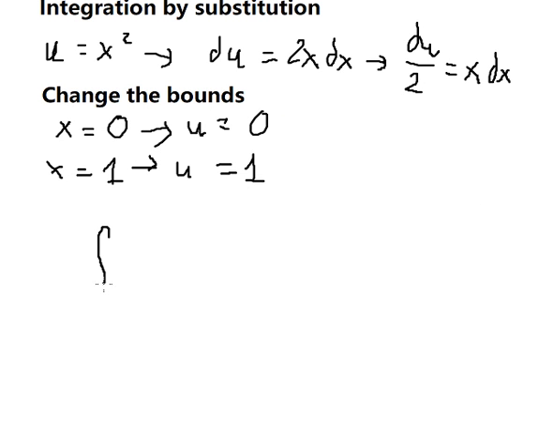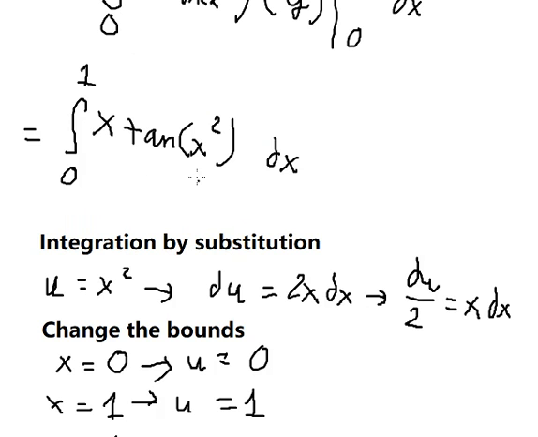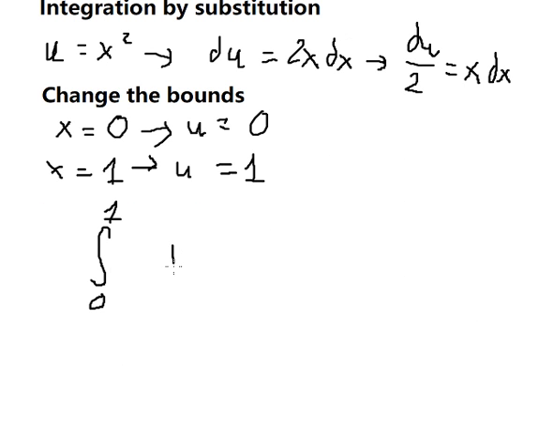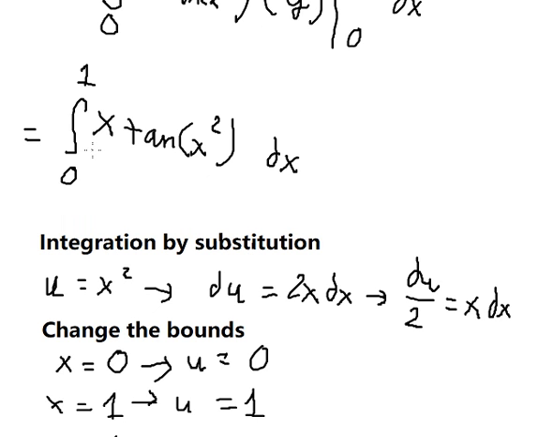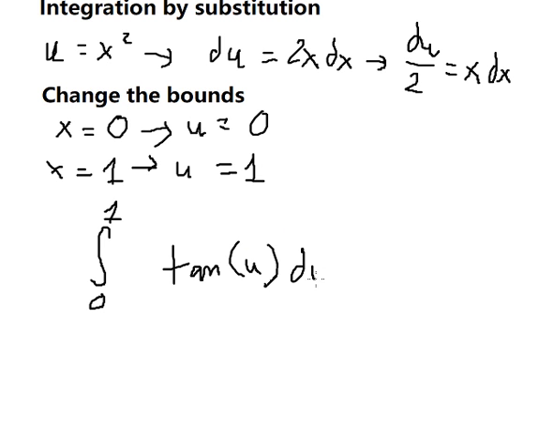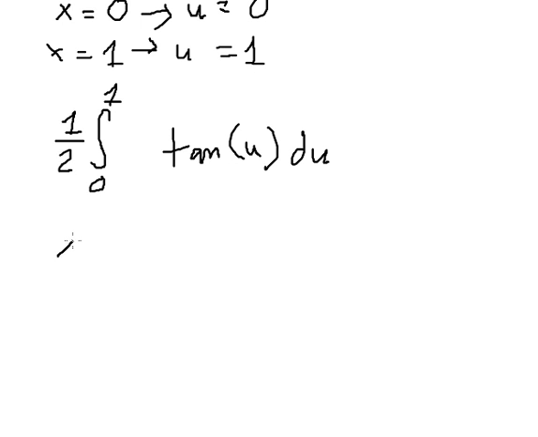So we have the integration from 0 and number 1. So x where we change by u, x dx we change by u over number 2. So about tan u, that is about sine u over cosine u.